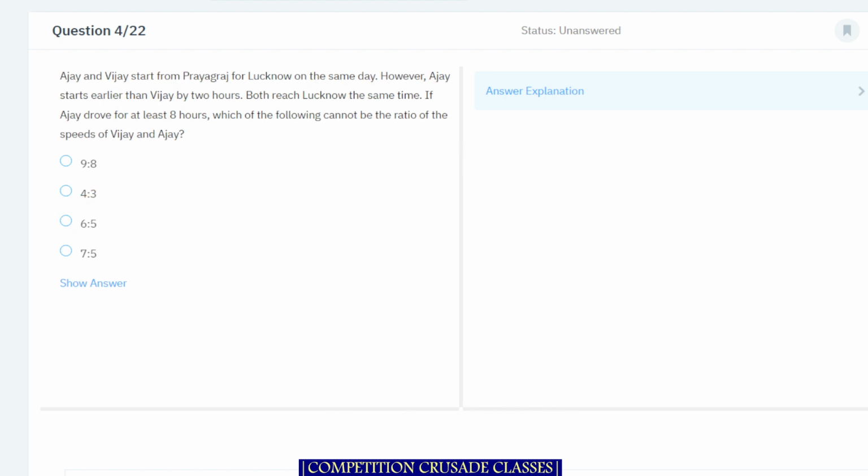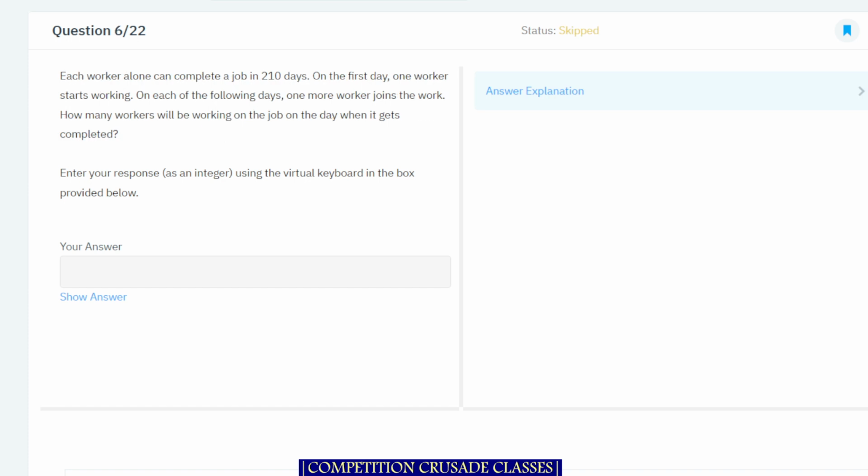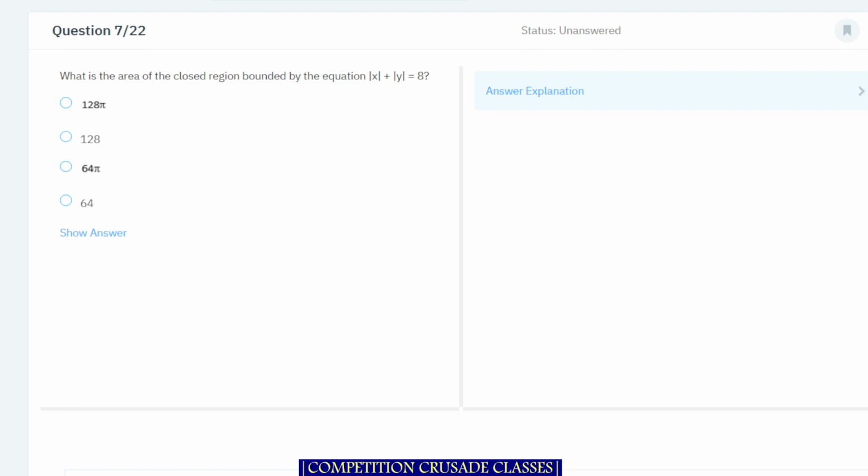Ajay, Vijay, Prayagraj, Lucknow. Ajay started earlier, 2 hours. Okay, I'll do it some other time, maybe in the next session. Raghu's age and all that, doable question, I'll do it in a different session. Okay, doable question, again arithmetic, I'm not going to pick this one.